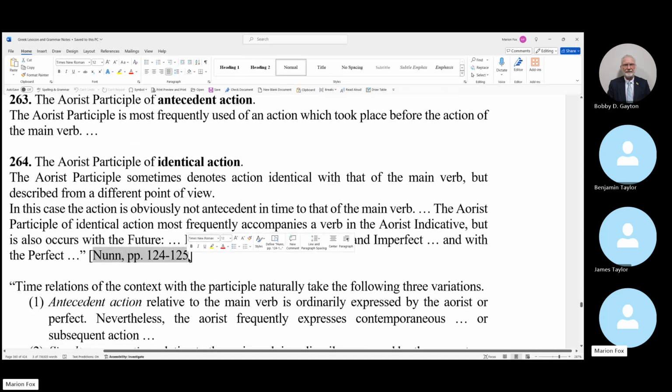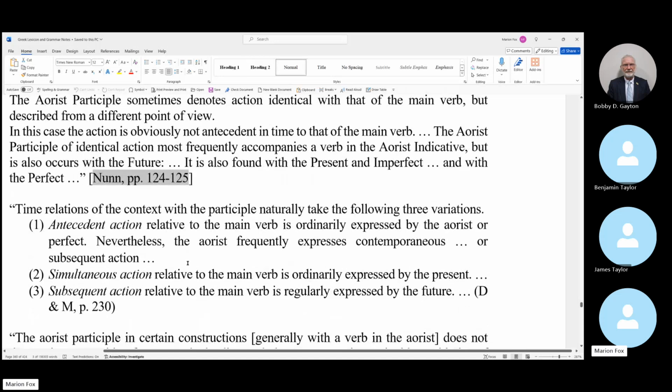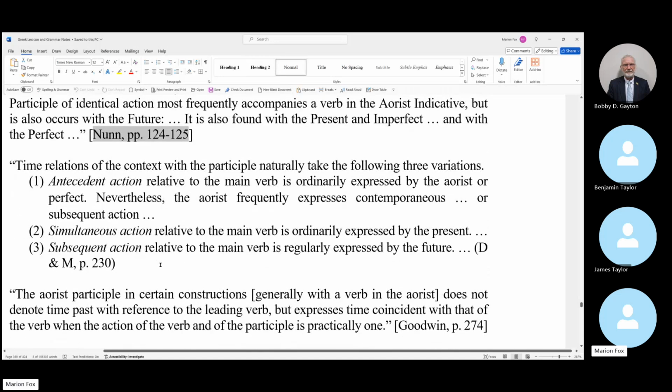This is an intermediate grammar, so you're going into it a little more fully. Right here's Dana and Mantey, an intermediate grammar book. Time relations of the participle naturally take the following three variations. Antecedent action relative to the main verb is or is not expressed by the aorist or perfect. Nevertheless, the aorist frequently expresses contemporaneous or subsequent action. Contemporaneous is what's going on right now. Subsequent is future. Okay. Any comments there?